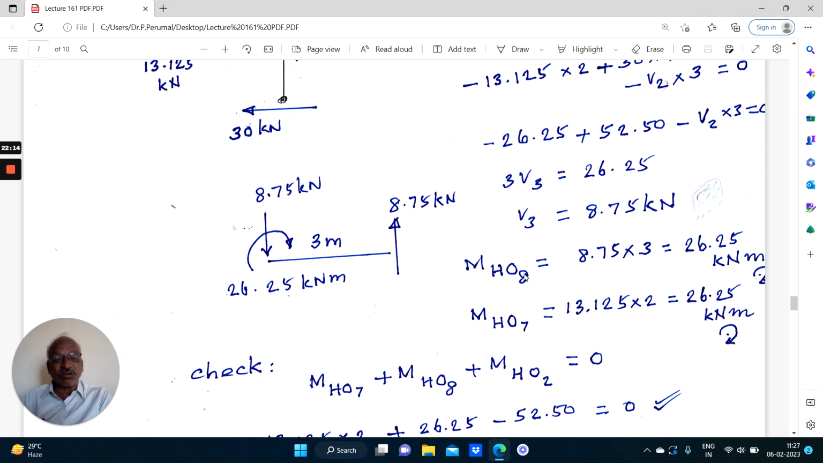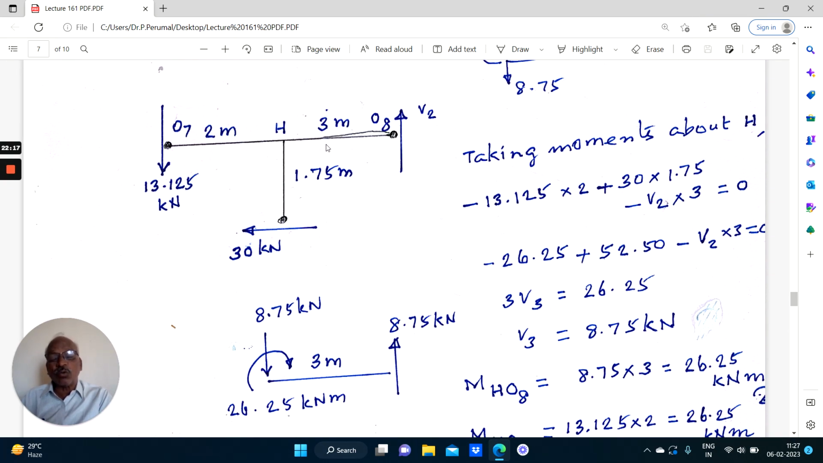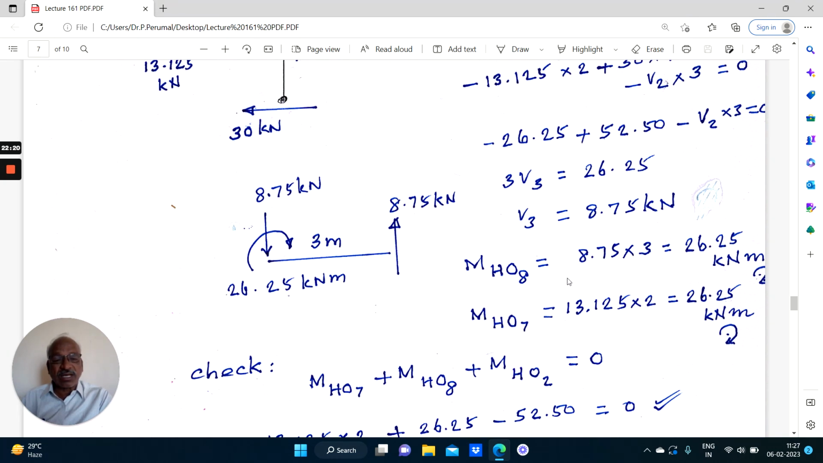So when you find out the moment about this point, V2 into 3 is the value. Namely, the moment HO8 equals 8.75 into 3, which equals 26.25. So 26.25 clockwise. Earlier we assumed it to be clockwise, and now we have proved it to be 26.25. So 8.75 down for equilibrium. These two will cause an anti-clockwise moment. Therefore, at the support, this moment has to be clockwise, whose value equals 26.25.